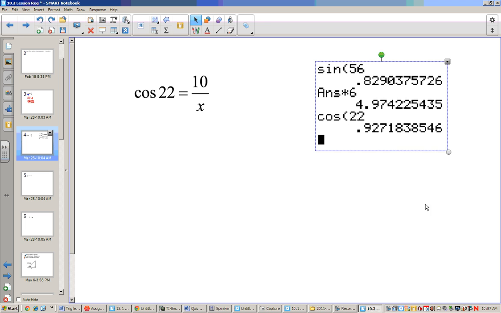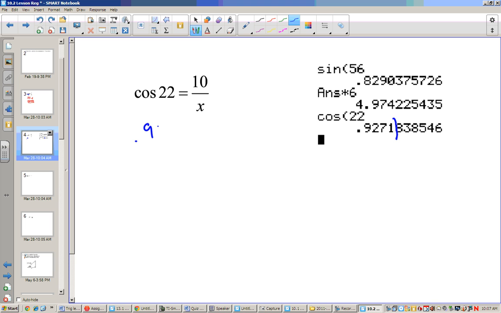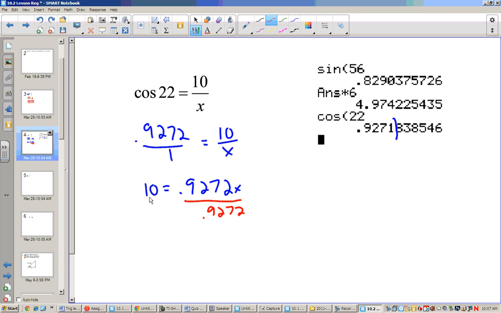Now, let's look at this for a second. If I'm going to round to 4 decimals, since that's my 4th decimal, since 8 is above 5, I can round that to 2. So what I want to do is say 0.9272 over 1 is equal to 10 over x. When we cross multiply, we have 10 times 1 is 10. When I multiply here, I'll have 0.9272x. Now to solve for x, we have to divide each side by this decimal.